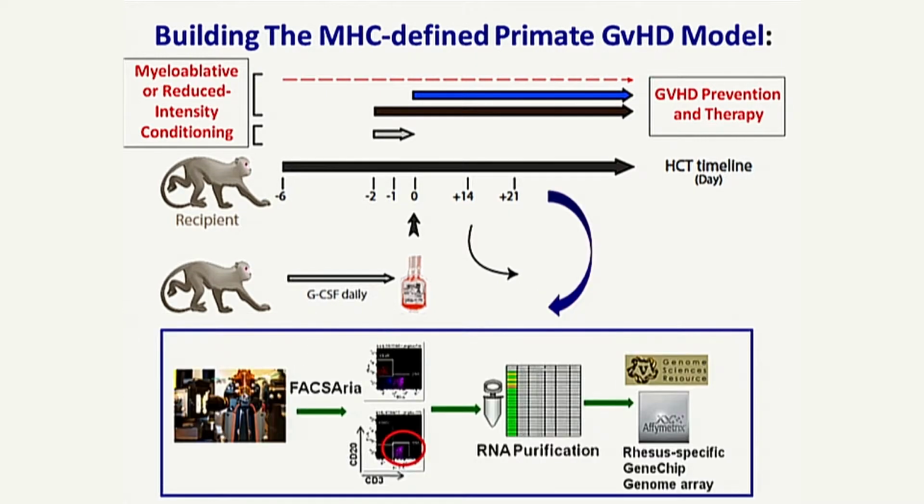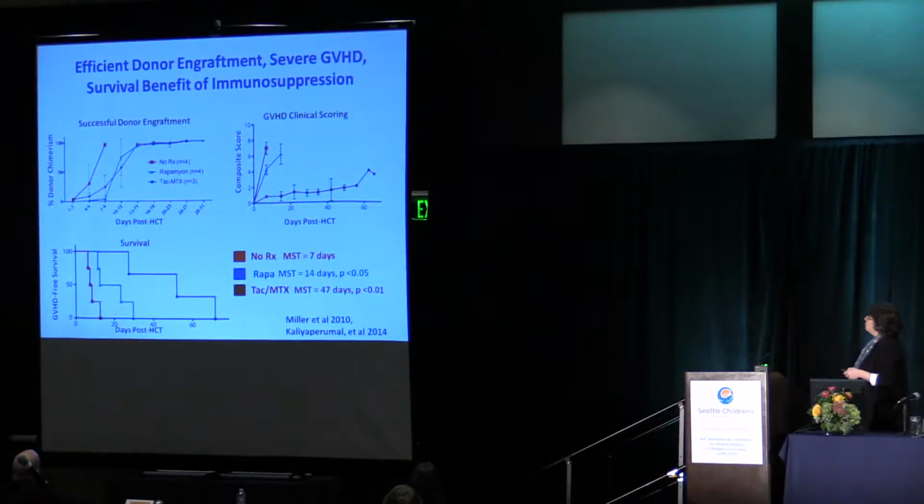But one of the big advances that we've made in the last several years is, instead of focusing on mechanistic studies that are really candidate molecule studies, to use transcriptome analysis to take an unsupervised, data-driven view of the mechanisms that cause GvHD. And I'll show you some of that data in just a second, but first I'll show you that the model works.